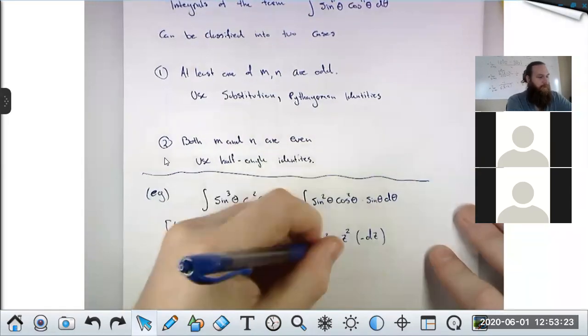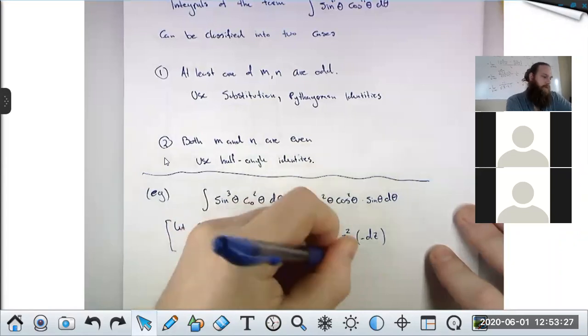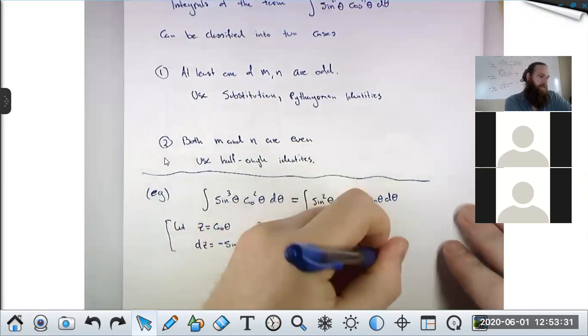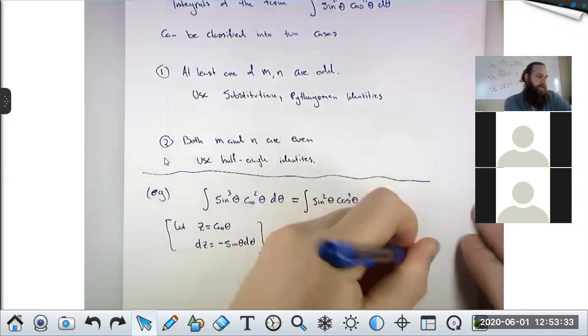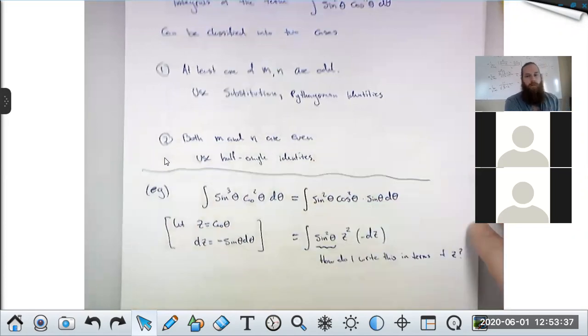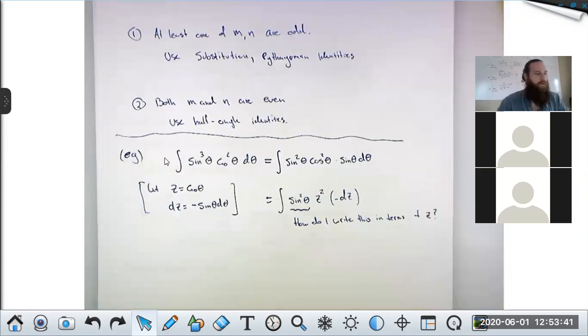This is bad, right? How do I write this in terms of z? Because I need that, right? I can't have mixed variables in a substitution. When I do a substitution, I need to replace everything with the new variable stuff. That's where your Pythagorean identity is going to come in.